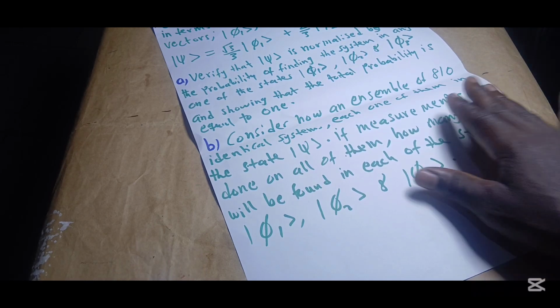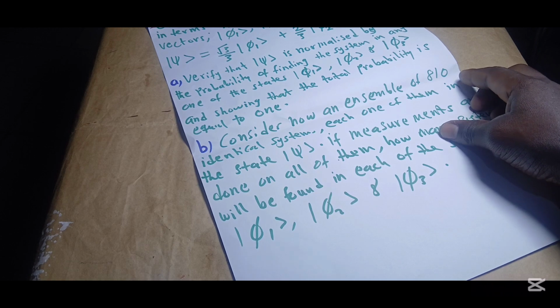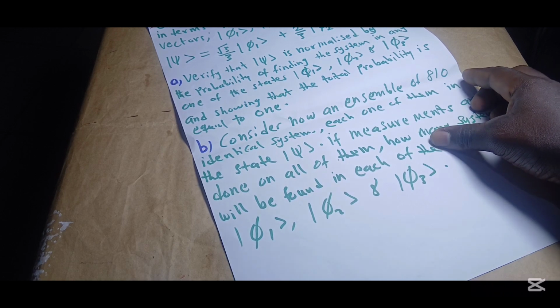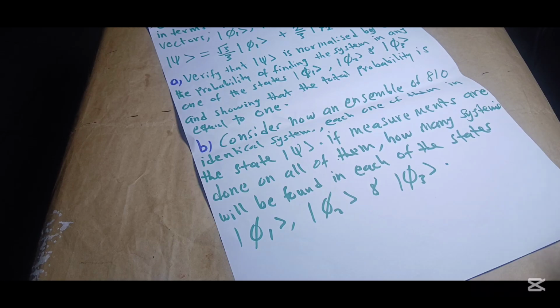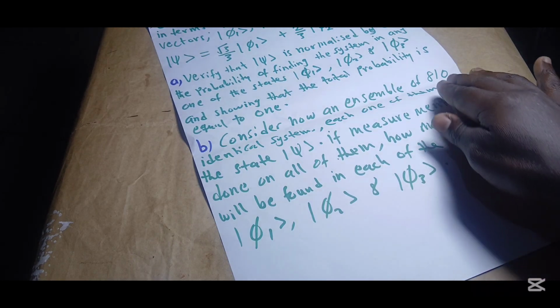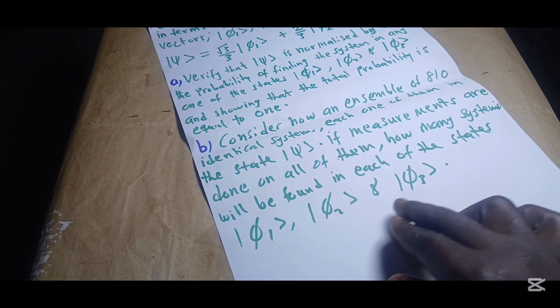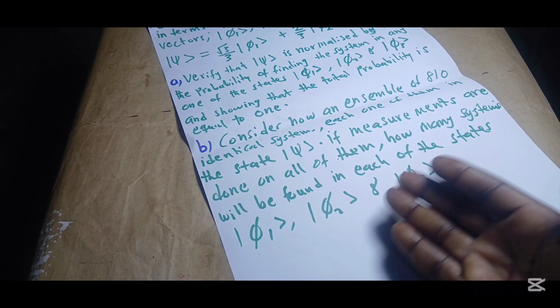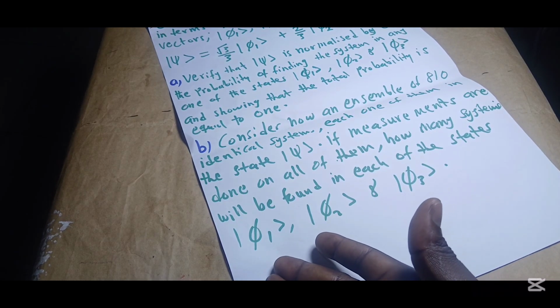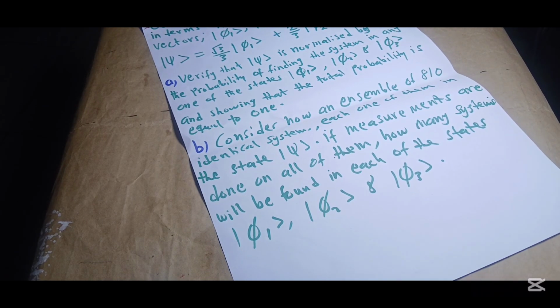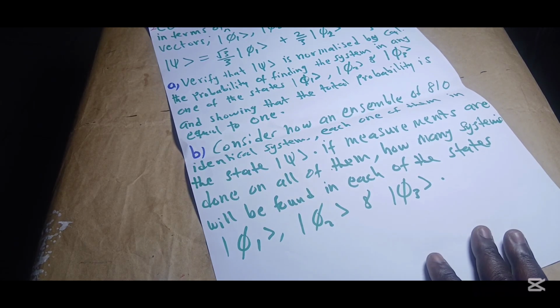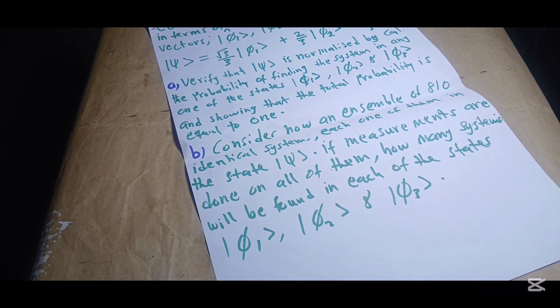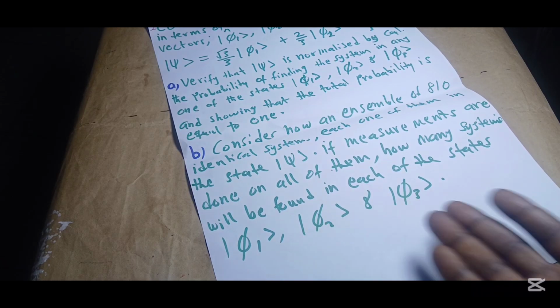So now we have 810 identical systems, or an ensemble, and we want to see, if we perform a measurement on them, how many of these 810 will fall on each of phi 1, phi 2, and phi 3. How many will fall on phi 3? How many will fall on phi 2? How many will fall on phi 1? To do this, we need the probability contribution of each of these three vectors, phi 1, phi 2, and phi 3.